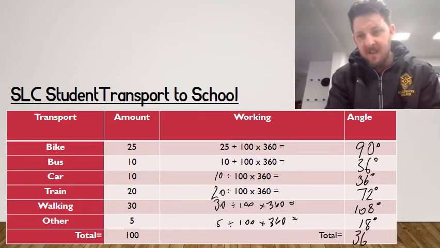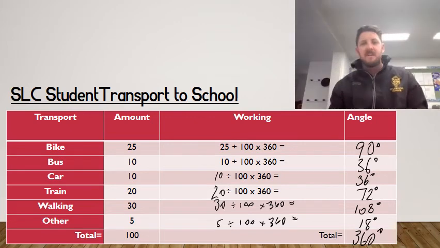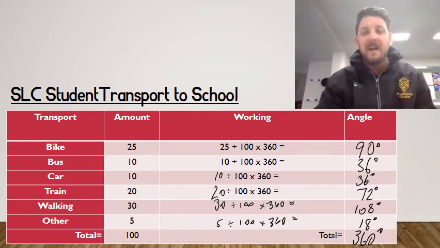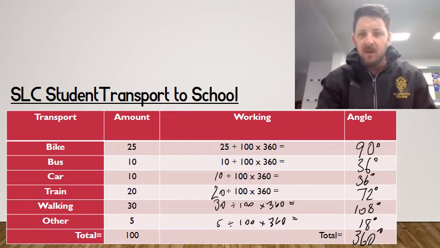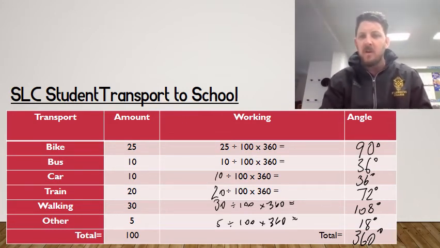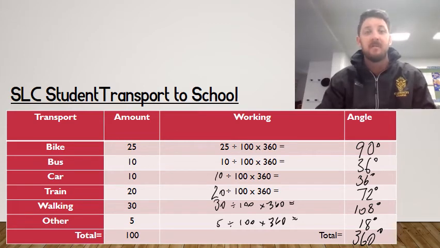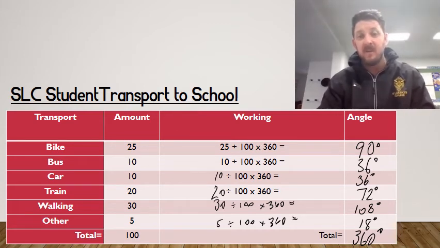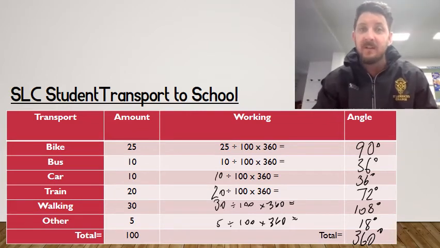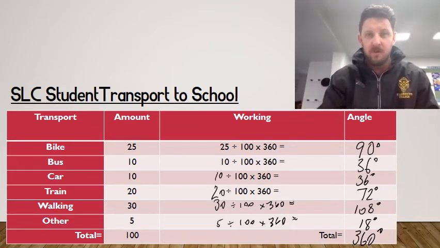Now, if that does not equate to 360 degrees, gentlemen, you need to go back and work out what's gone wrong, because the whole entire circle should be represented there, which is 360 degrees. If it doesn't equate to 360 degrees, you've done something wrong with your working. What we're going to do now, gents, is look at how I actually use this to draw a pie chart.